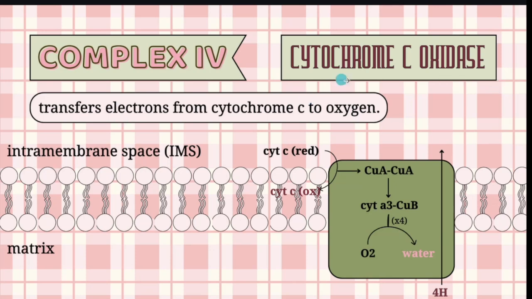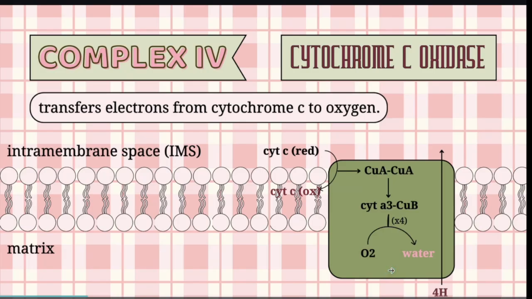Okay. Now, lastly, complex 4. It's also called cytochrome C oxidase, and it's basically going to receive the electrons from cytochrome C, and it's going to donate the electrons to oxygen. So oxygen is the final acceptor. So how does it do that? Basically, complex 4 is also a homodimer, and each monomer contains 14 subunits. Now, the main groups that you should know are copper A and copper B. There are 2 copper A's and 1 copper B. There's cytochrome A3, and there's also cytochrome A.